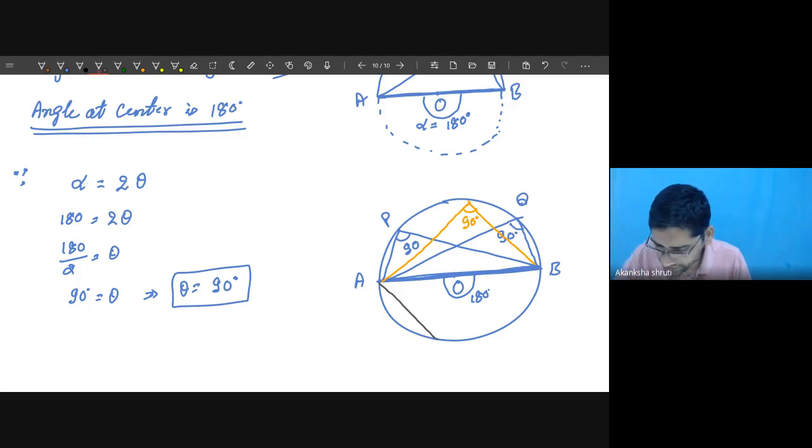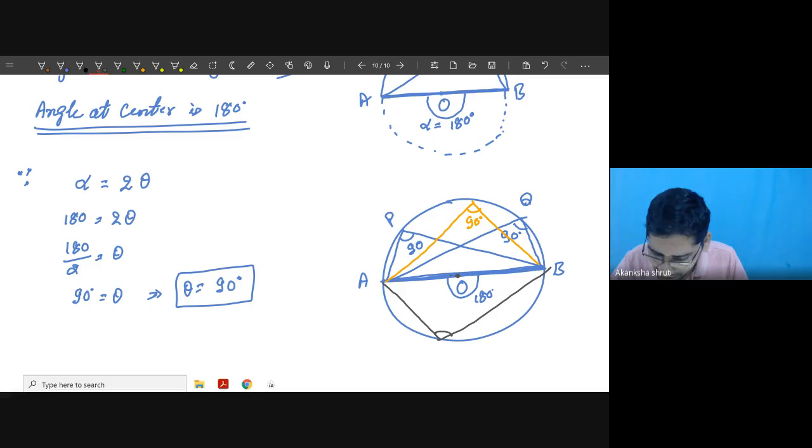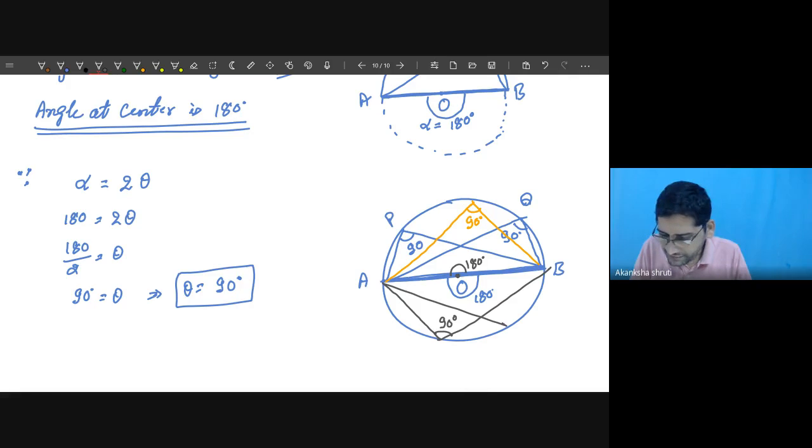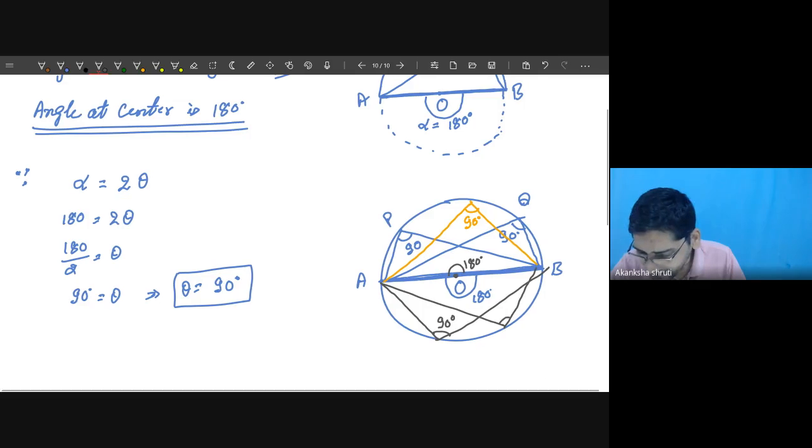We can also take the other side. Now let me come to this side. What will be this angle? Can anyone tell me? Student, what is this angle? Angle at the center on this side, now you look, it is 180 degree. So from this side, it will be 90 degree. Okay, so be careful. So diameter always makes 90 degree at the boundary.